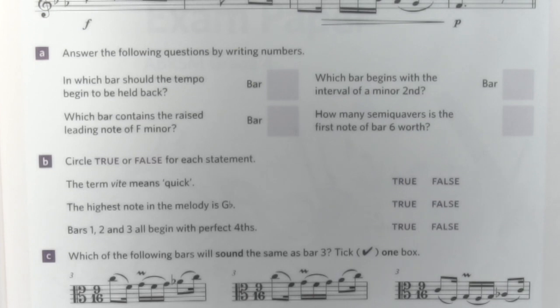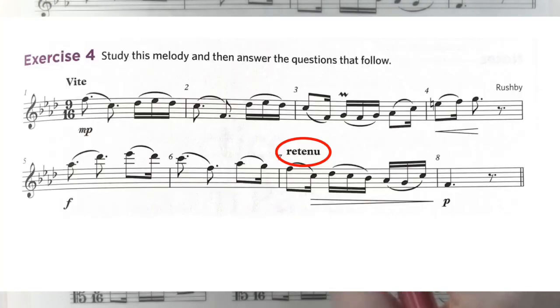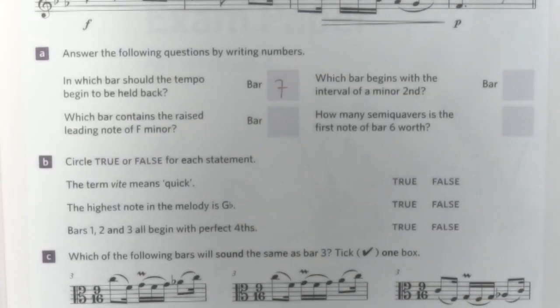Exercise 4. Let's answer the question. In which bar should the tempo be held back a little bit? And this is in bar 7 because retenu means ritenuto, so held back. So 7.